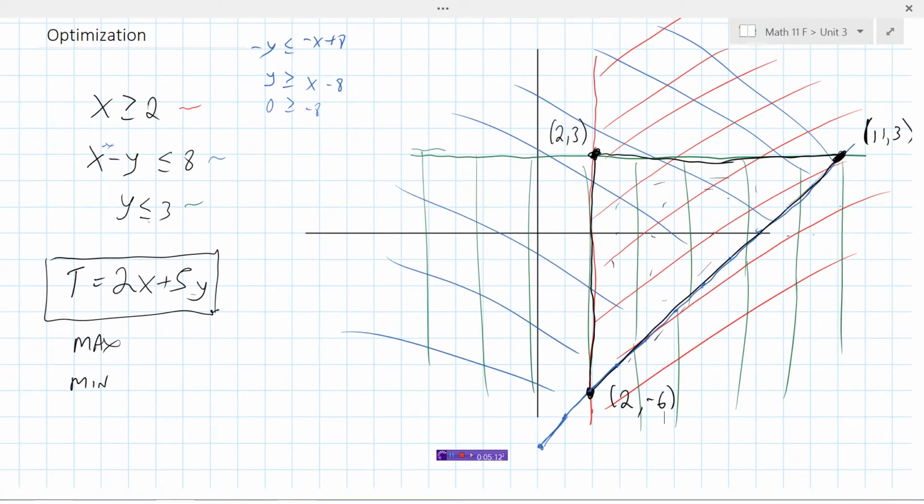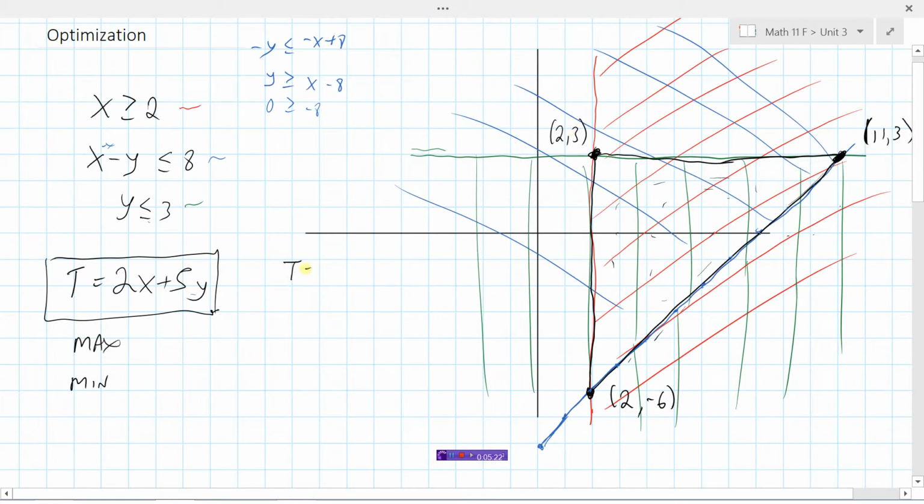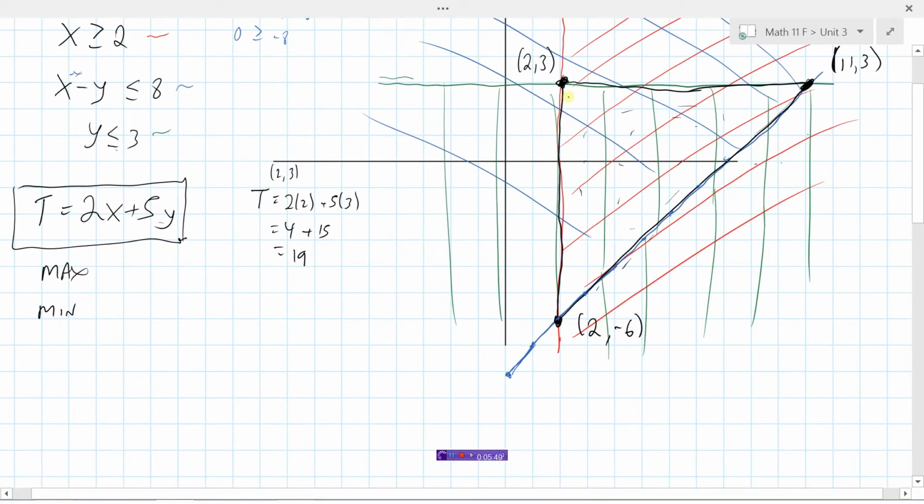So now if I want to find out what the maximum and the minimums are, I'm just going to evaluate each one of these things at those points. So let's try the first one up here, t. If we use the point 2, 3, here's what we would get. We'd get 2 times 2, putting 2 in for x and 3 in for y. 2 times 2 is 4, plus 5 times 3 is 15. So t would be 19 at this point. Let's try the next point, the point 11, 3.